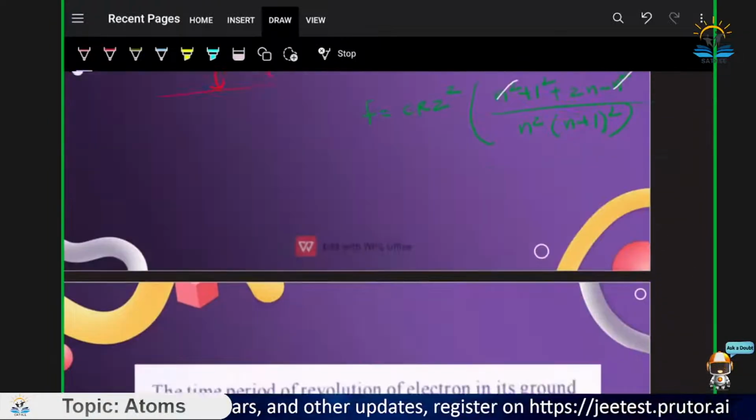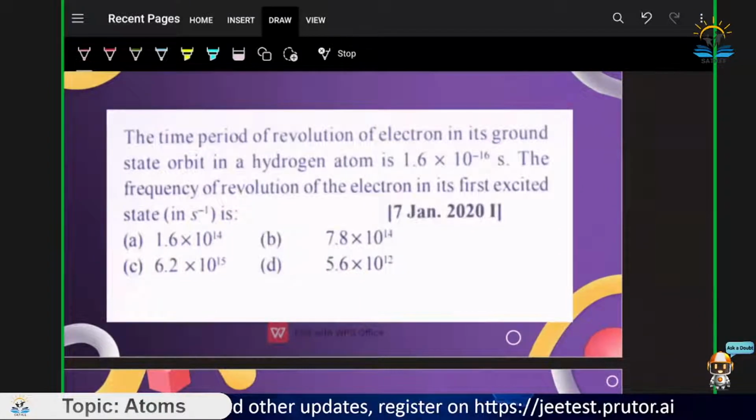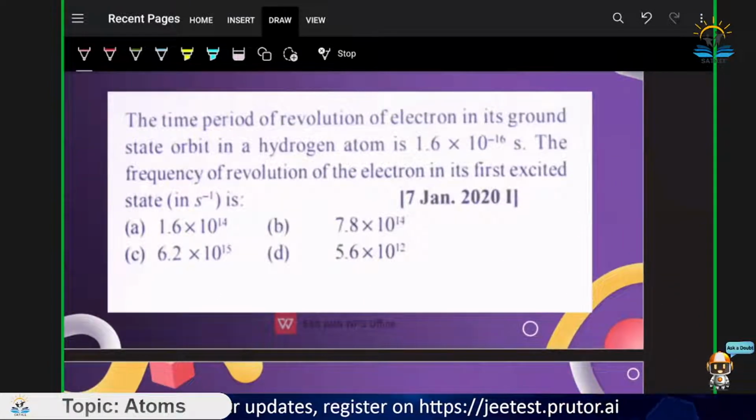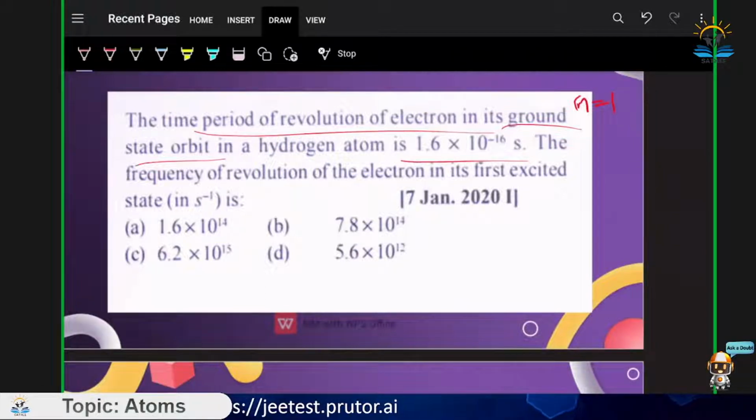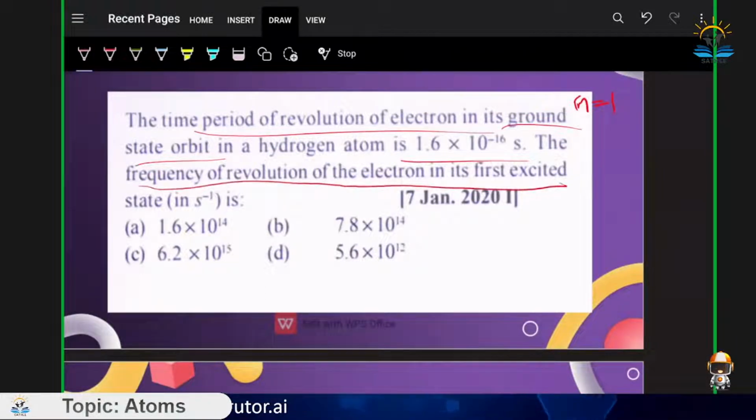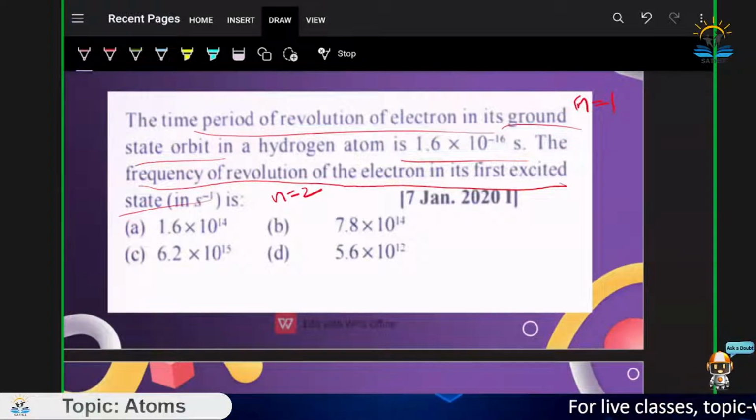Let's solve the next question. The time period of revolution of the electron in the ground state is given. Ground state means n equal to 1. It is 1.6 into 10 raised to minus 16 second. We have to find the frequency of revolution of the electron in its first excited state, so n equal to 2.